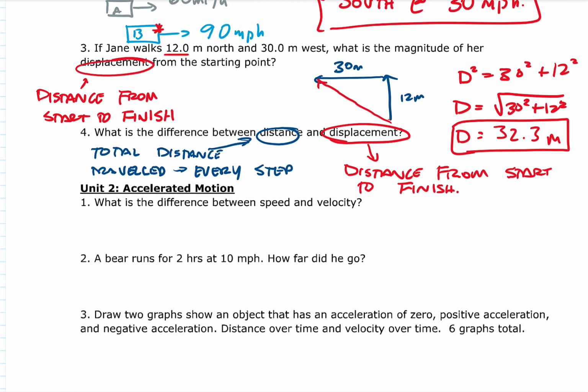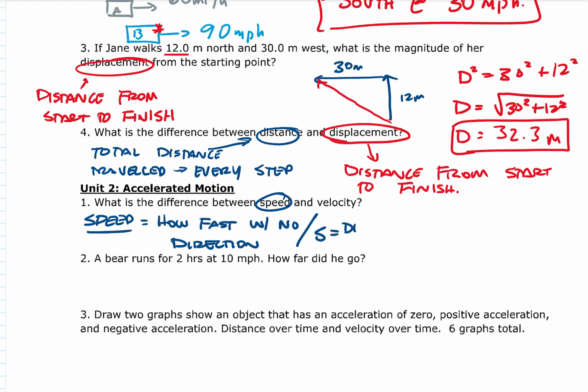What's the difference between speed and velocity? There's a couple of differences. So for speed, that is how fast, with no direction. Speed is also distance traveled over time. It's a different calculation than velocity. We'll do it this way.